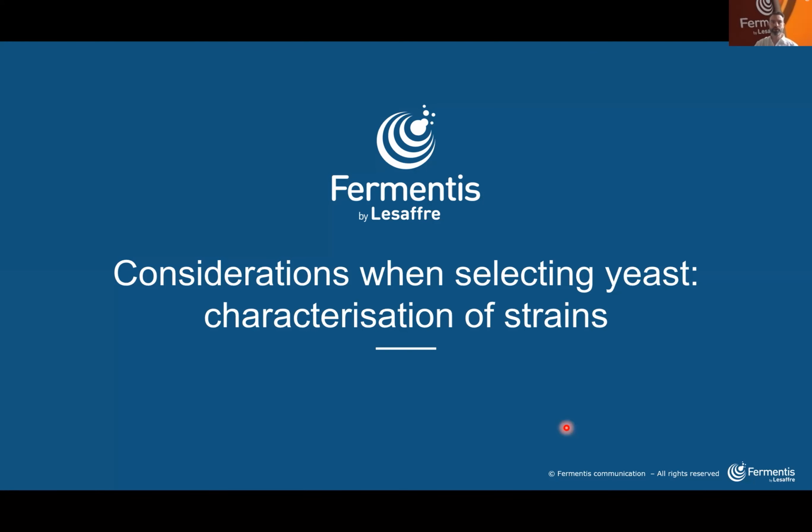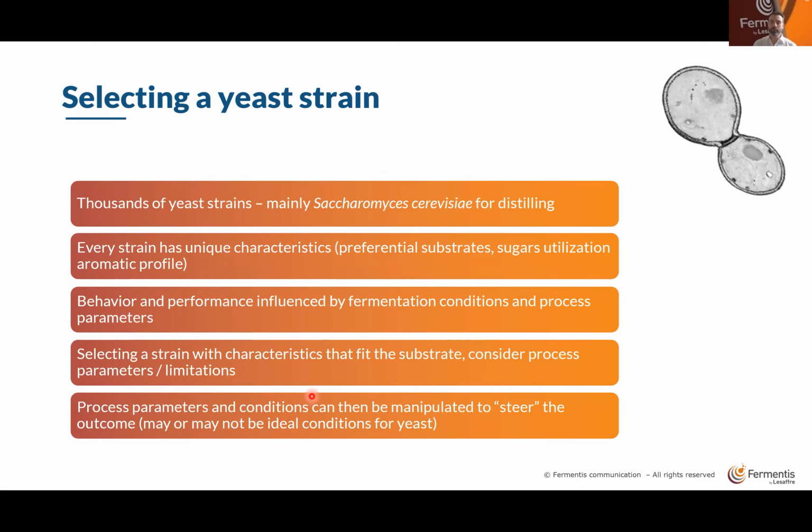So after this short introduction, let's turn to some considerations when selecting yeast strains. First, there are countless yeast strains available. Every strain has unique characteristics. For example, sugar utilization and aromatic profile are specific from yeast to yeast. The yeast has some behavior, we call it phenotype, according to process parameters, the raw material, etc. And so you will want to select a strain that is suitable for your specific spirit, your specific substrate, and even also to your process parameters or your material limitation, etc. And then after, you can also turn to the process parameters in order to steer the yeast in the right aromatic direction, if I may say.